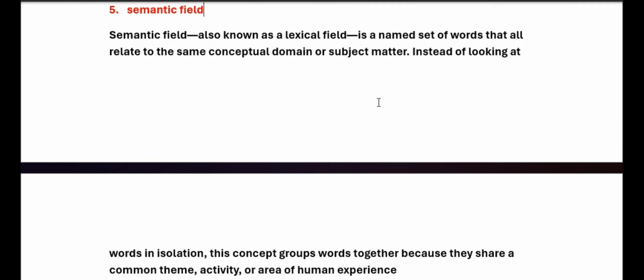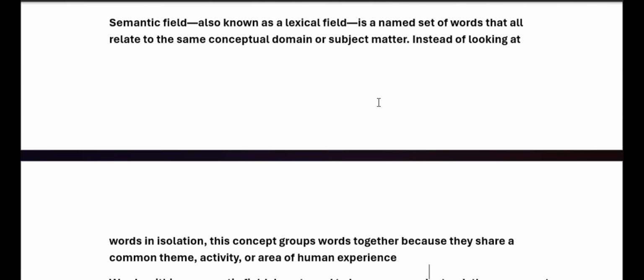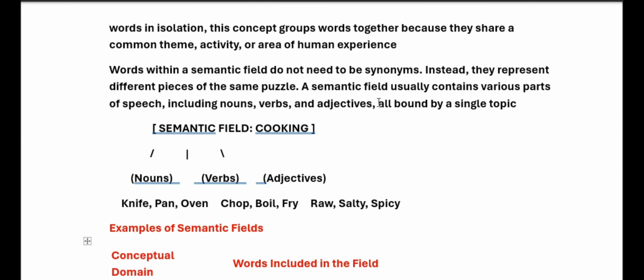Okay, it is the name of a set of words that all relate to the same conceptual domain or subject matter. Instead of looking at the words in isolation, this concept groups words together because they share a common theme, activity, or area of experience. For example, medical is a field. The words that are included in the medical field are known as a semantic field. For example, stethoscope, nurse, doctor, they all belong to the same semantic field.